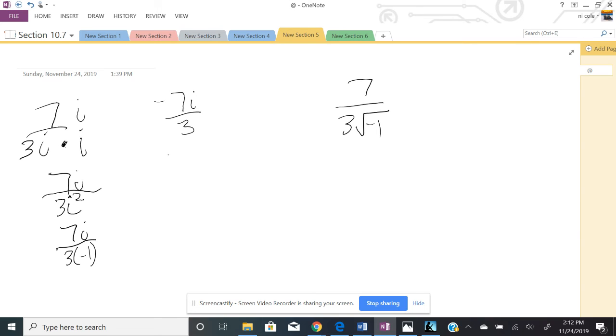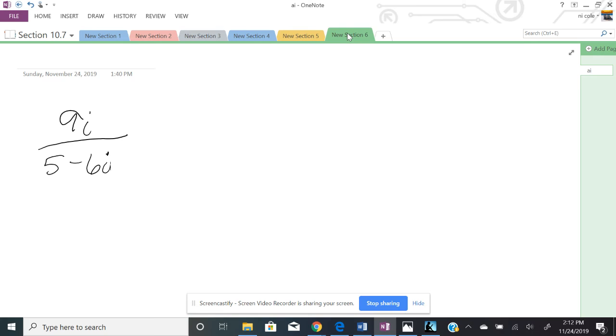I can write it as 7i over negative 3. Or I can put that negative out front and write negative 7i over 3. All three of those are the same, doesn't matter, but I no longer have a radical down in the denominator. So I always have to get rid of all i's, because i's are a radical. All right, last one. Here we go.